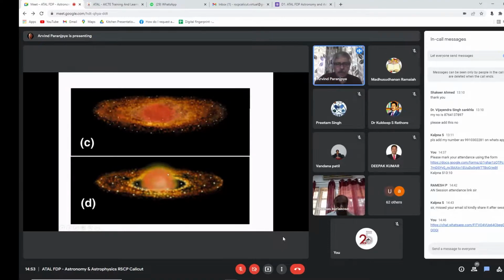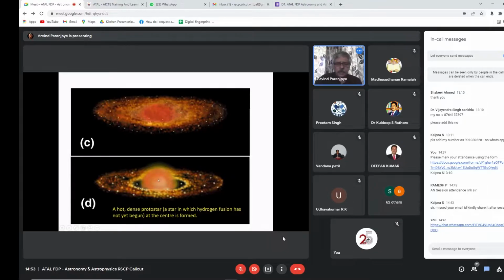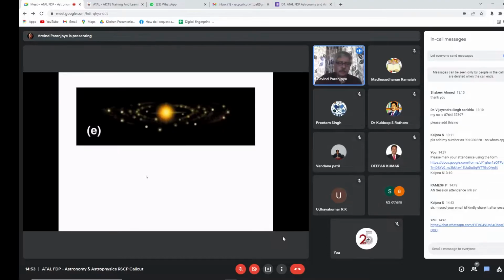And in the central part, the gas started heating up. The central nebula, the nucleus, the center of that nebula, started becoming hotter and hotter. Okay. And this dense region is called the protostar, that is a star which is about to be, or material which is about to become a star. And here, hydrogen fusion has not yet started, and we will see that. We'll come to that later.